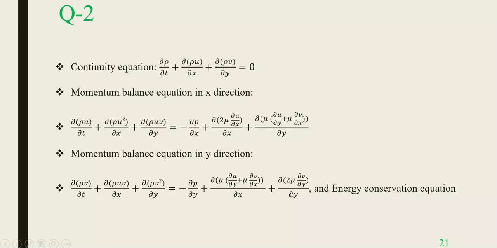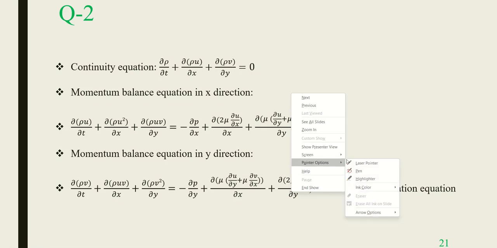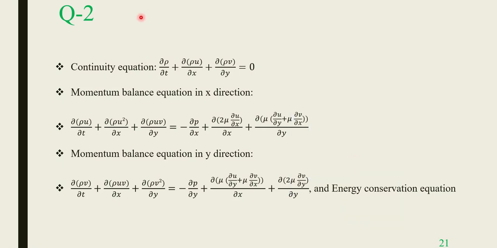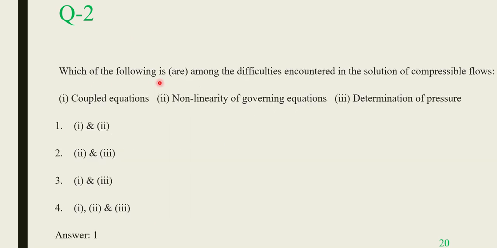Now it is clear that we have one continuity equation, the momentum balance equations, together with the energy conservation equation. From these equations it can be observed that they are first of all coupled equations, and also non-linearity exists in these equations. So the first and second statements are right: coupled equations and non-linearity of governing equations are true. Therefore option 1 and 2 is the right answer.